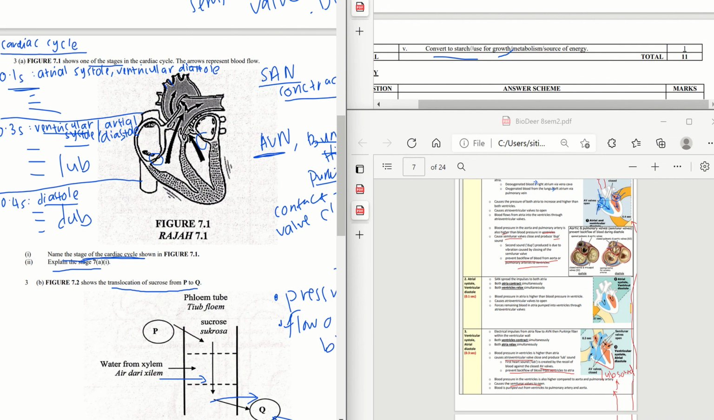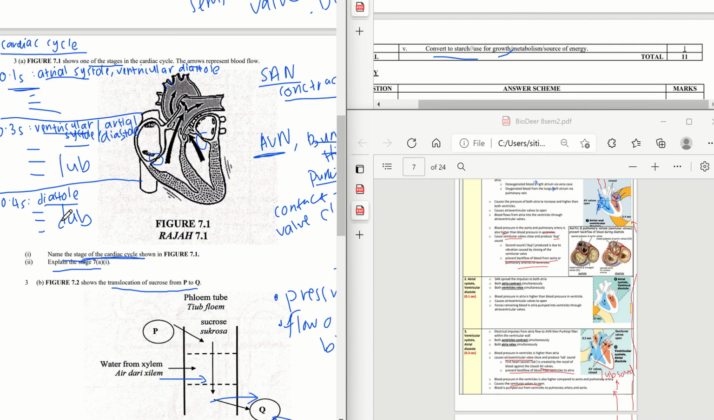Okay, so kalau macam tu kan, aku tanya kawan awak, okay, masa 0.1 second, masa atrial systole, flow of blood kat mana? So daripada atria ke ventricle. Pressure atria lagi tinggi daripada ventricle. Okay, so masa diastole 0.4 second, cardiac cycle, diastole. Pressure mana yang lagi tinggi daripada yang mana?